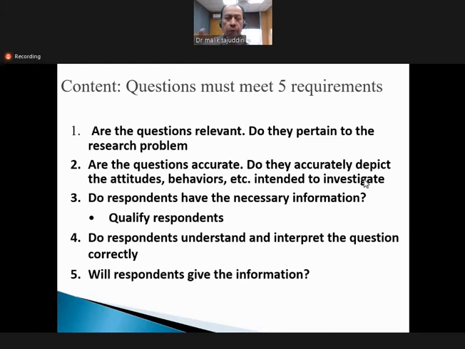Or if you are making 2 groups, one group having diabetes and one group not having diabetes, and you are comparing both groups according to lifestyle, then the diabetics should be included in the diabetic group, and non-diabetics should be included in the control group or the non-diabetic group. This is what we call the qualification of the respondents, whether they qualify for this survey or not, and whether they should be included in this survey or not.